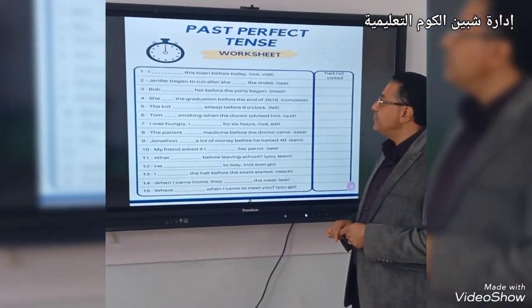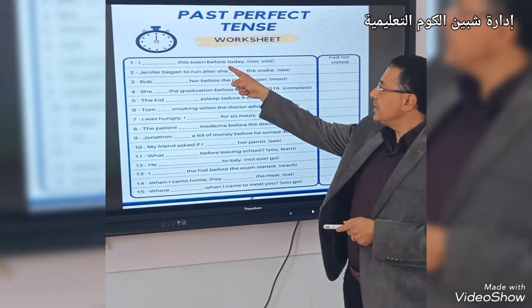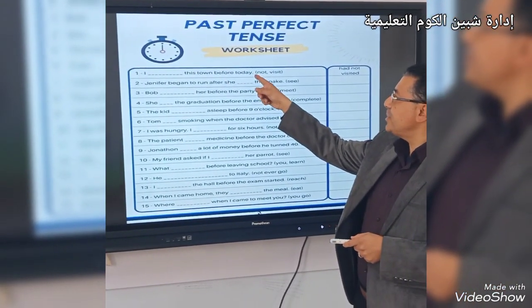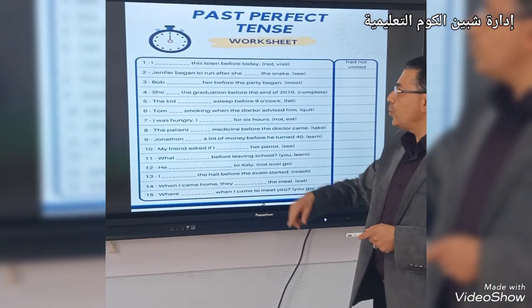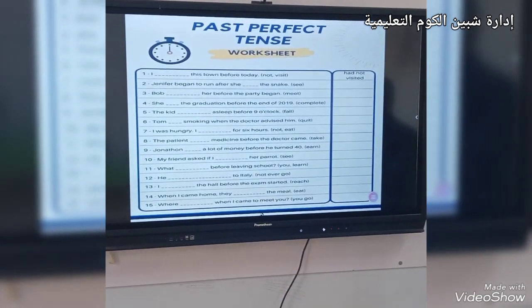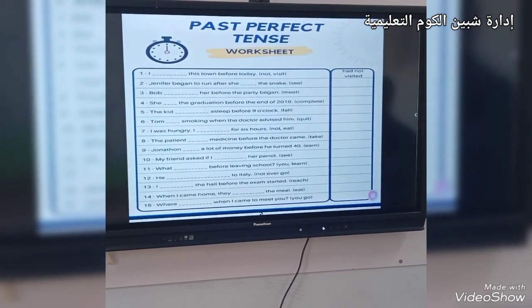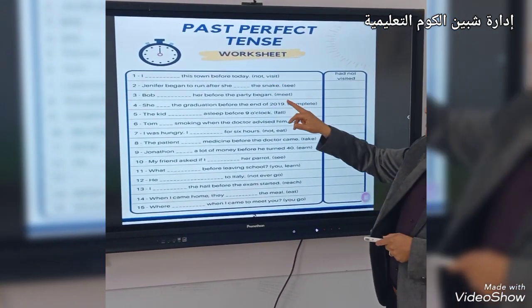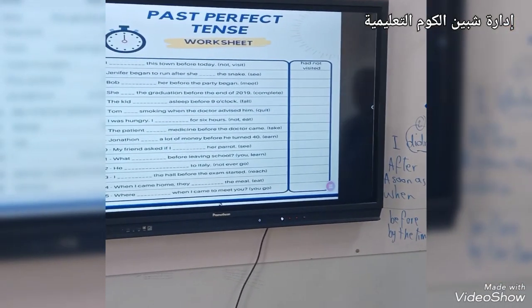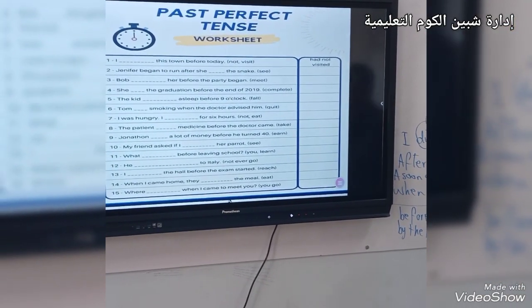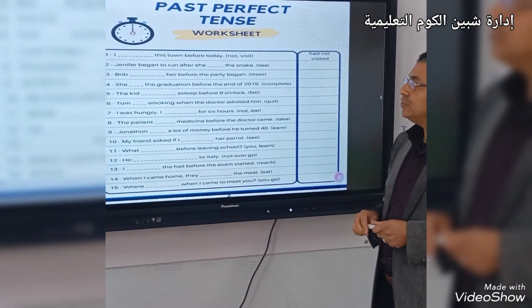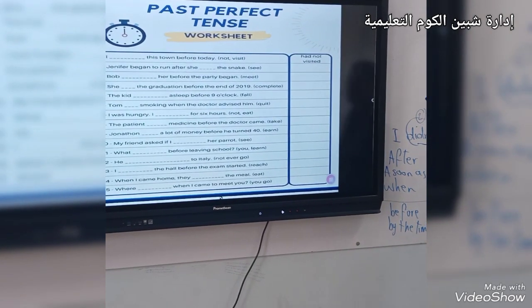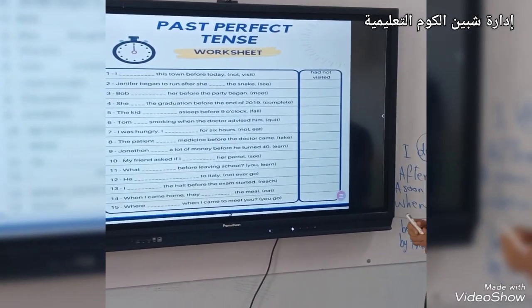I did something before today. Look at before. It is followed by a specific period of time. So we will use here had, but in the negative form because he gave us not. So it will be hadn't visited. Okay? Number 2, Jennifer began to run after she, that's a name.